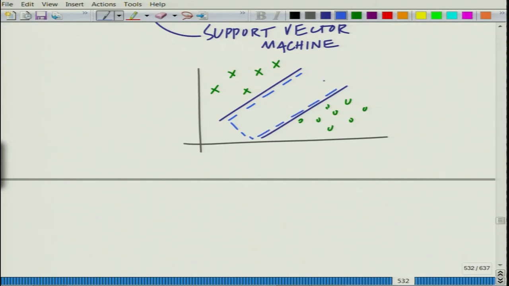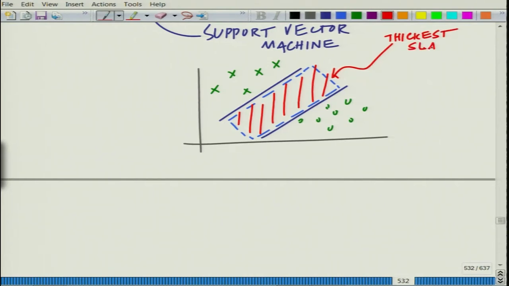What you are trying to do is basically trying to maximize this separation so that you fit the thickest possible slab between these two classes, right? So that is essentially your support vector machine, and these are essentially your hyperplanes, in n dimensions.